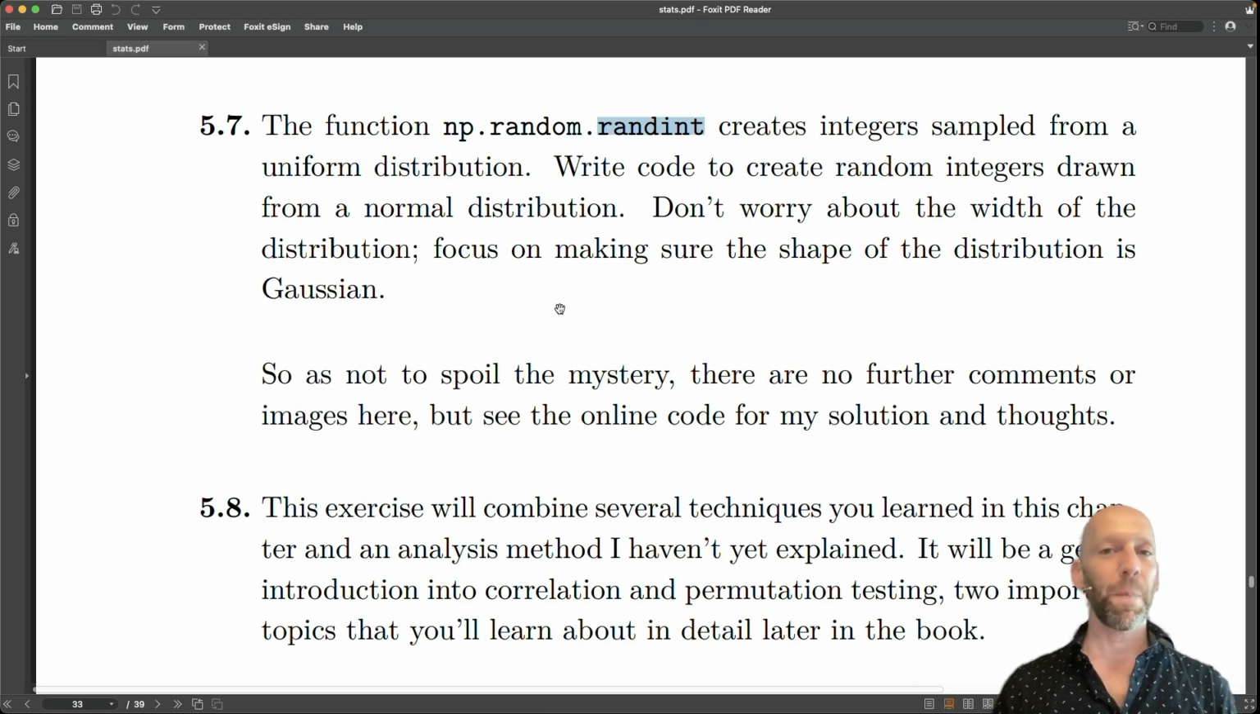You have to figure out some algorithm, some transformation, or whatever to get a distribution of random integers from a normal distribution. And here I say, don't worry about the width of the distribution. You can make it as narrow or as wide as you need to. Instead, focus just on the shape of the distribution. So we don't care about the numerical values. We just want the shape to be Gaussian and all the numbers to be integers. Okay, so as not to spoil the mystery, I have nothing else to say here in the text, but now I will switch to Python and talk about the solution that I came up with.